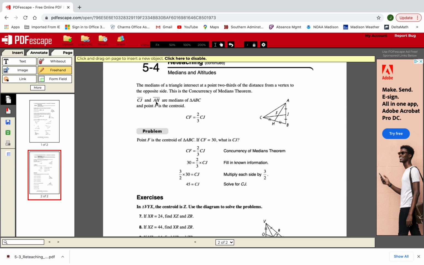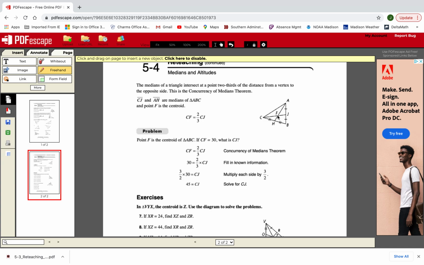So this says that CJ and AH are medians of ABC, and point F is the centroid. So CJ and AH are medians. Notice that CJ goes from point C to the midpoint of AB, which is J, and AH goes from vertex A to the midpoint of CB, which is H, okay? And point F is the centroid. So basically you have a short piece and a long piece of a median, okay?